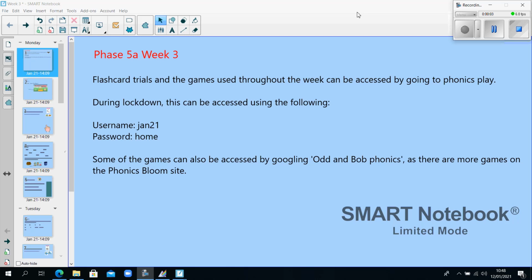As with the last 2 weeks, any flashcard trials and the games used throughout the week can be accessed by going to Phonics Play. During lockdown, this can be accessed using the following details: username Jan21, password home. Some of the games we use in Phonics can also be accessed by googling Oddbods Phonics, as there are more games on the Phonics Bloom site.